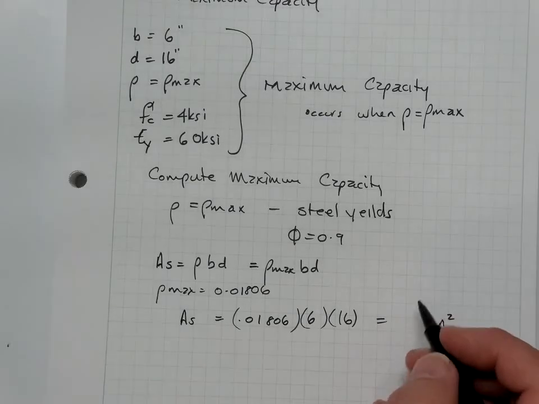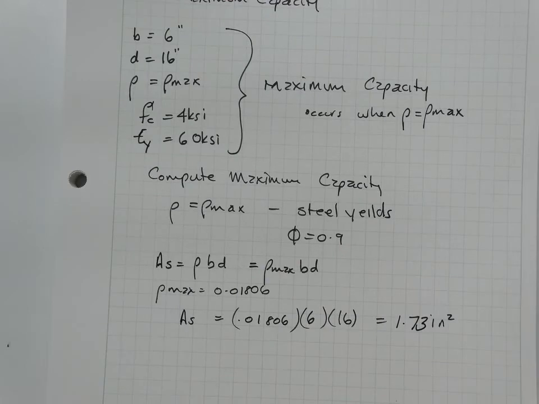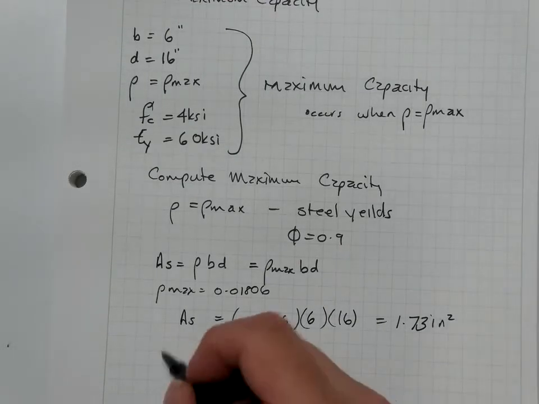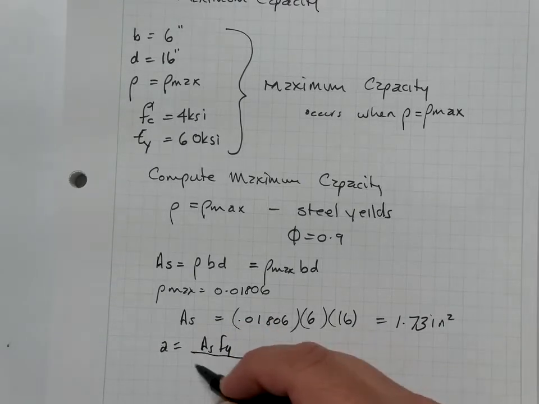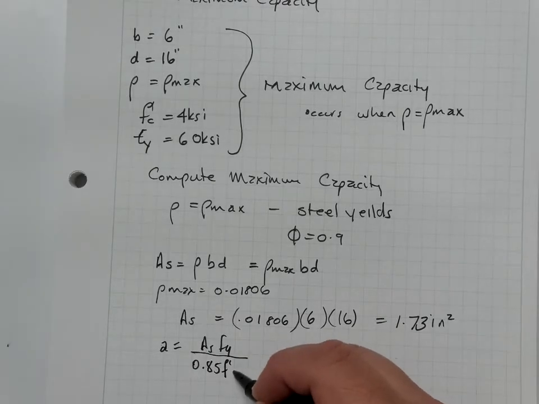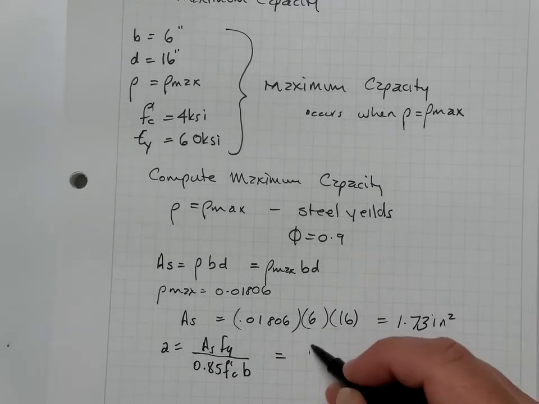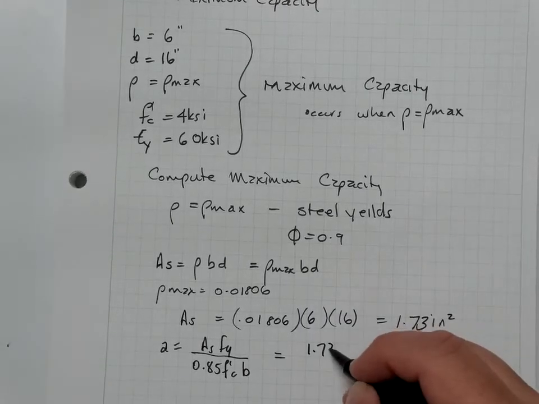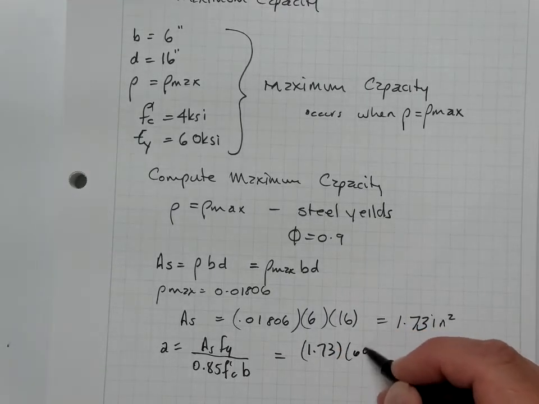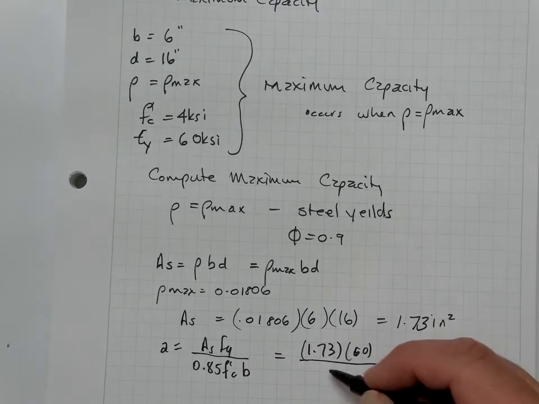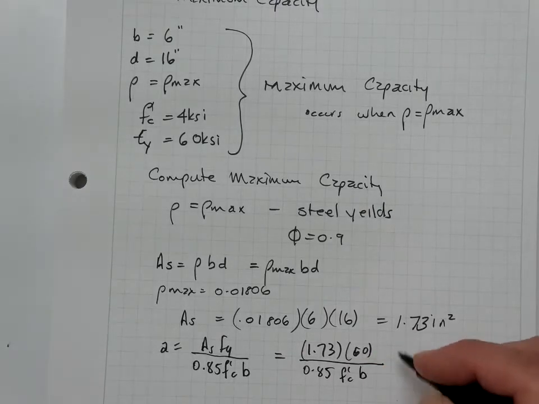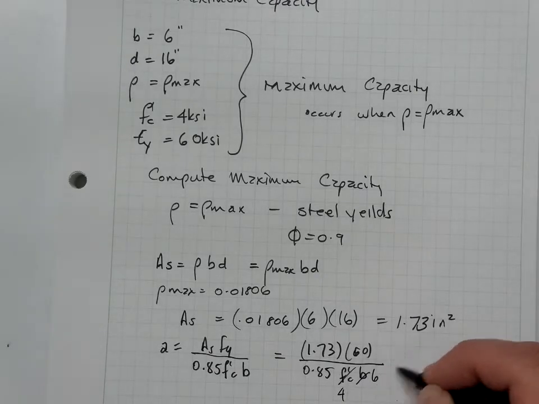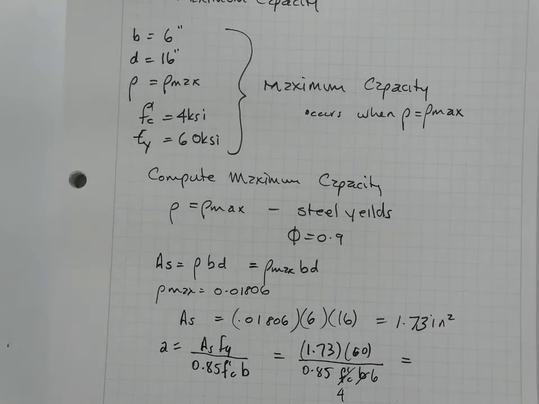1.73 square inches. And if we then, everything else will fall out. A is equal to A_s f_y over 0.85 f'_c b, which is 1.73 multiplied by 60, all divided by 0.85 f'_c b. This is 4, this is 6. And what does that come out to be?